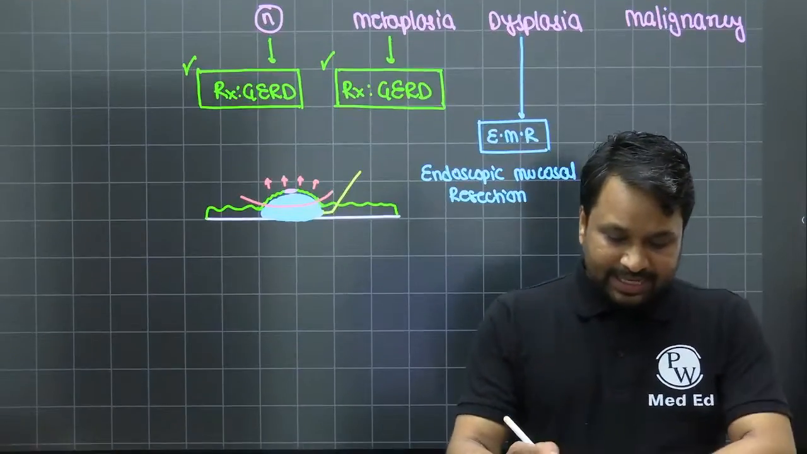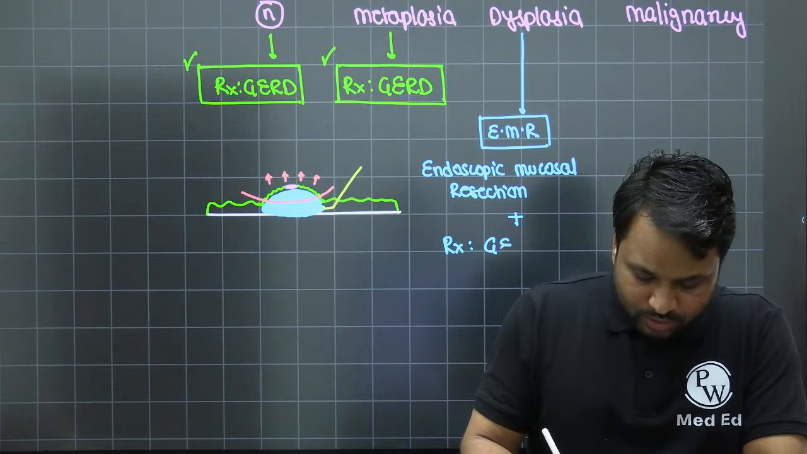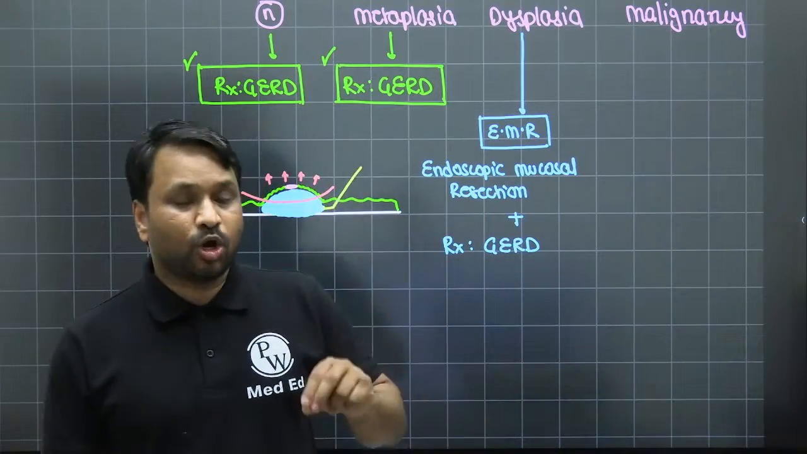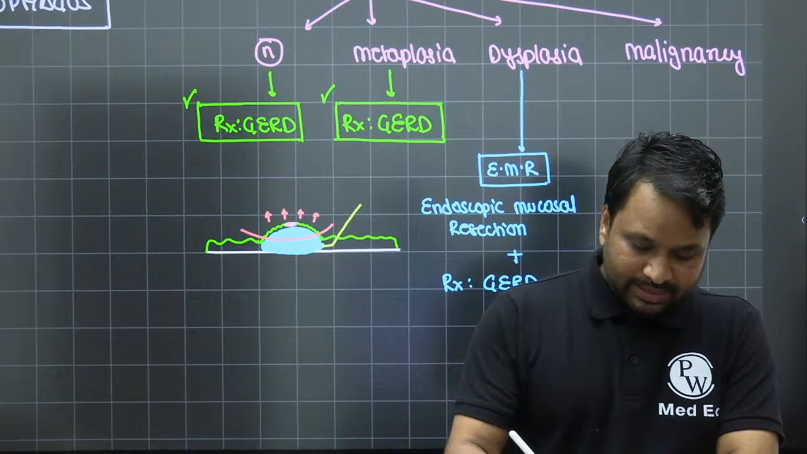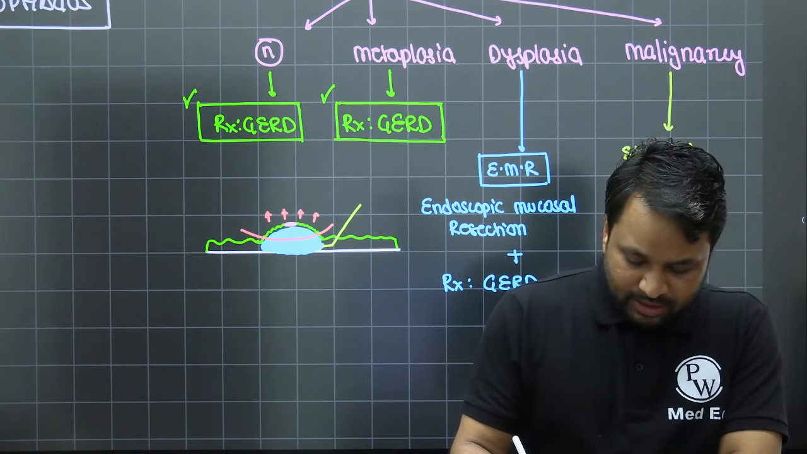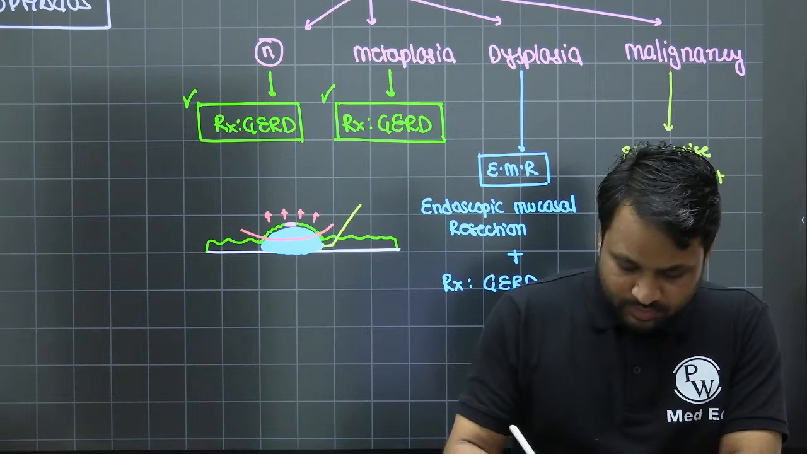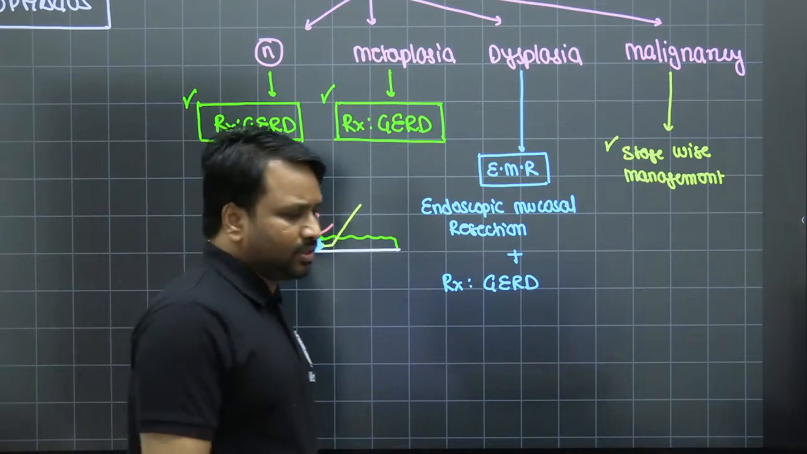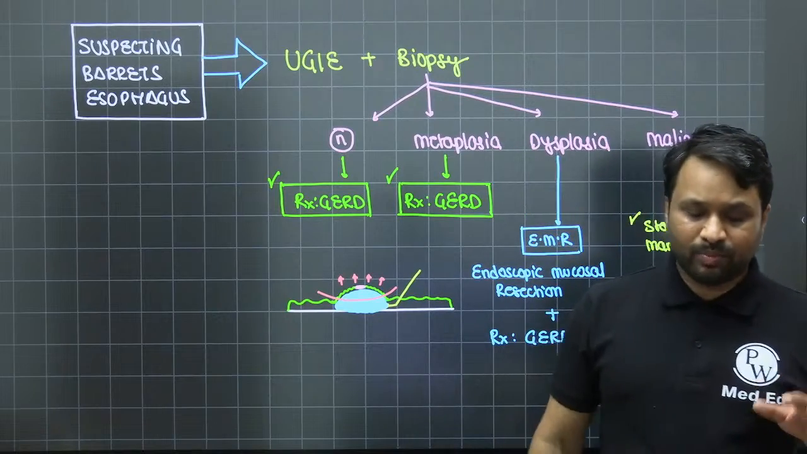Right? But along with this, what will you do? You have done the EMR. Along with EMR, you will also treat gastroesophageal reflux disease. So you will treat GERD as well, and this is a non-negotiable component that you have. Okay? Obviously, if it is going to be malignancy, the worst possible outcome, then we'll discuss how we treat it. We'll treat it stage-wise. So here we will go ahead and do a stage-wise management, which we'll discuss in detail in our cancer component as well, right? So this is how you're going to address your Barrett's esophagus.